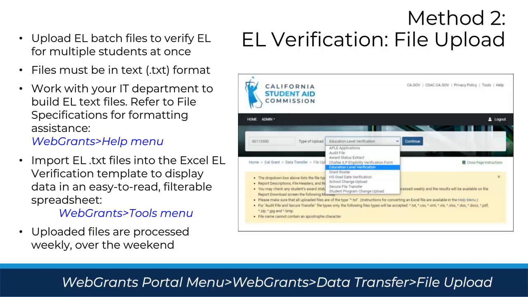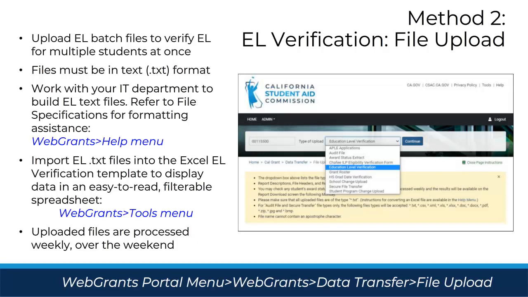The second way to verify EL is via the batch file upload process. This allows you to certify education level for multiple students at once. In order for the file upload to be successful, the original text file must have been built with a very specific file layout. Your school's IT department likely already built an upload-ready text file, so you just need to perform the upload. You can refer to the Help section in WebGrants for the file specifications if you need to work with your IT department to build the text file.